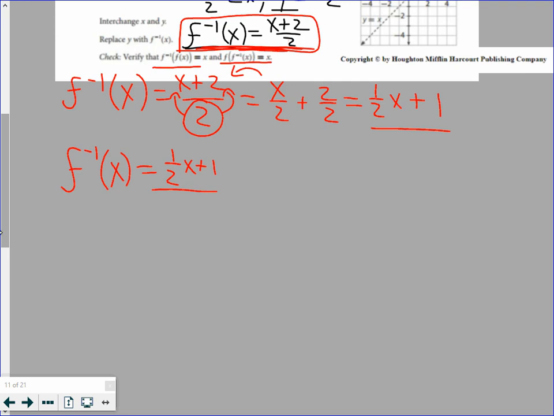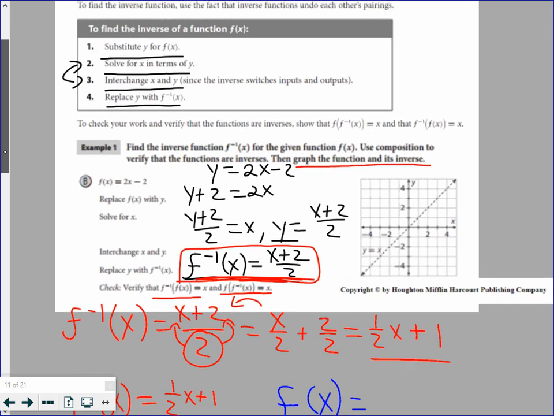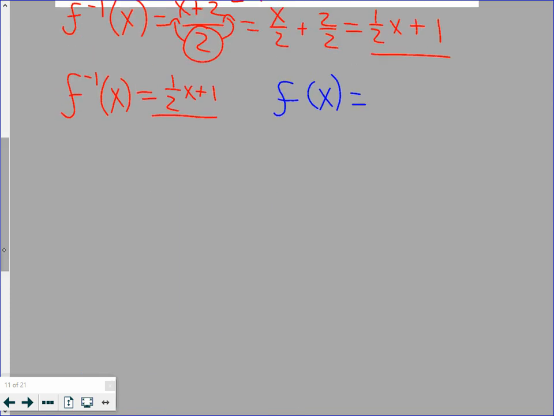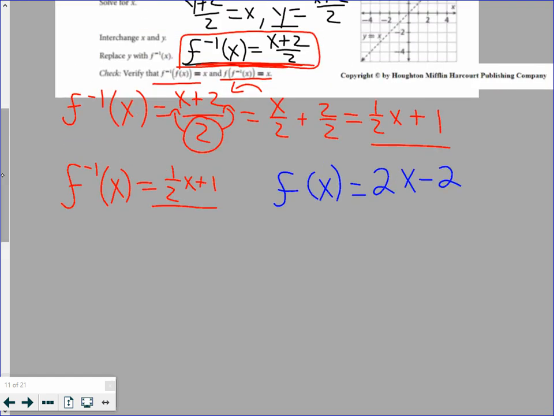So f inverse of x equals 1/2 x plus 1. And my original f of x, we said that was 2x minus 2. So let's rewrite this down here so I don't have to keep going back up. So f of x equals 2x minus 2, and f inverse of x is 1/2 x plus 1. So what I'm going to do now is I need to verify those two compositions right there.